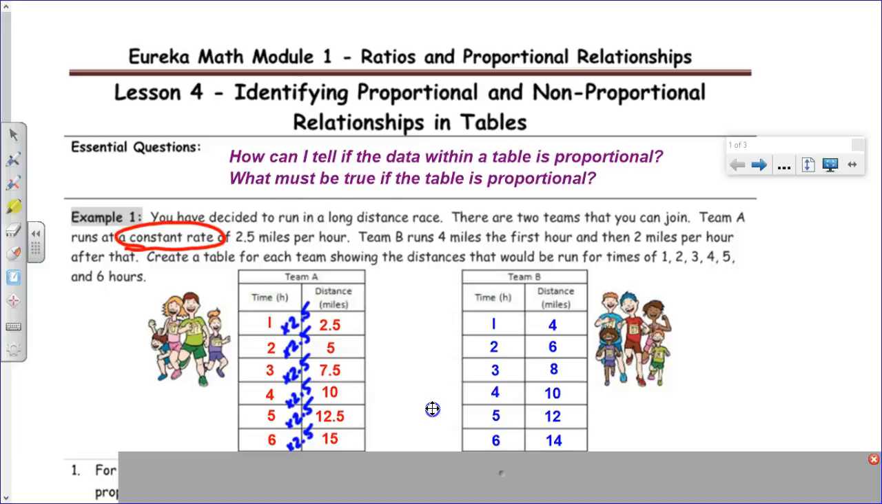Okay, Team B, it says that they run 4 miles the first hour. That's why 1 hour, we've got 4 miles. Then 2 miles per hour after that. So now it goes up by 2. So up by 2, 2 more, 2 more. So each hour that it goes up by, the miles goes up by 2. A lot of people see this and they think, oh, it's going up by 2, so that's constant. Okay, the pattern goes up by 2s, but from the hours to the miles, this one would be times 4, but to get from 2 to 6, that's times 3. And then to get from 3 to 8 doesn't go in evenly. So you can already tell that that one is not going to work out the same as Team A.